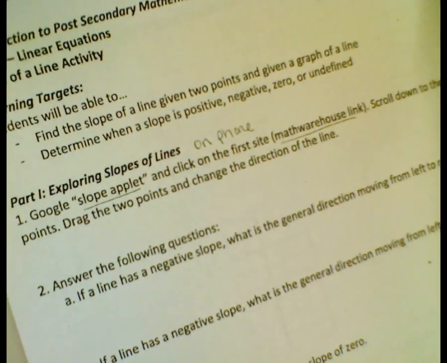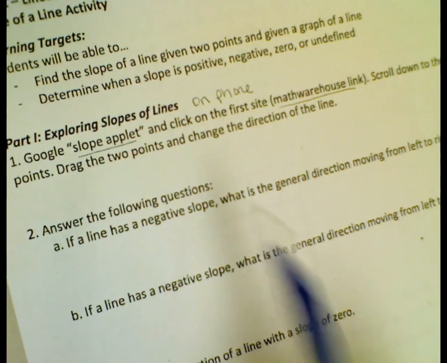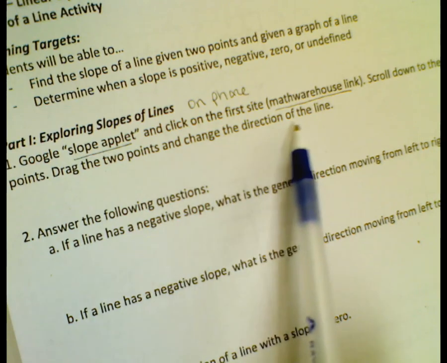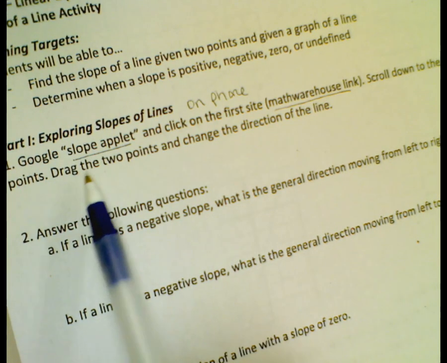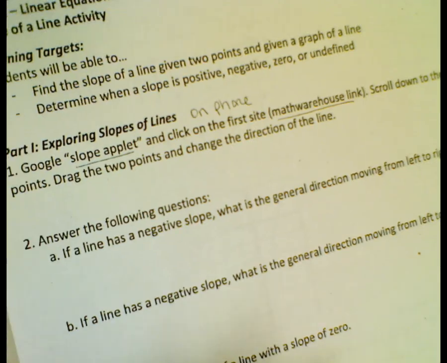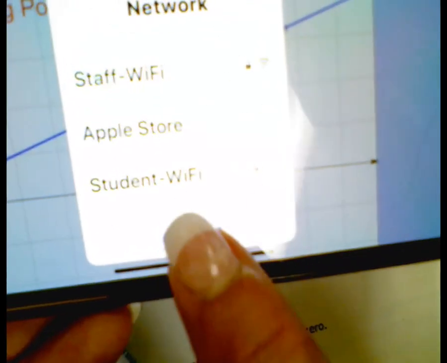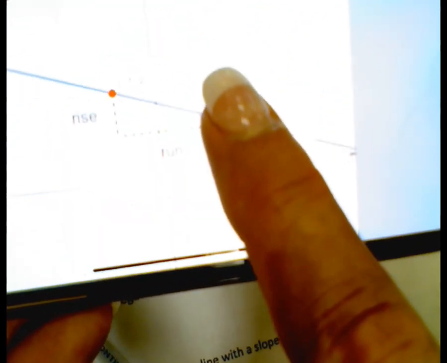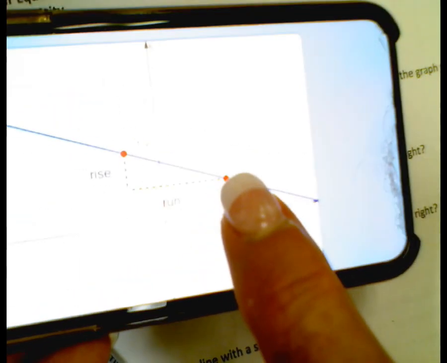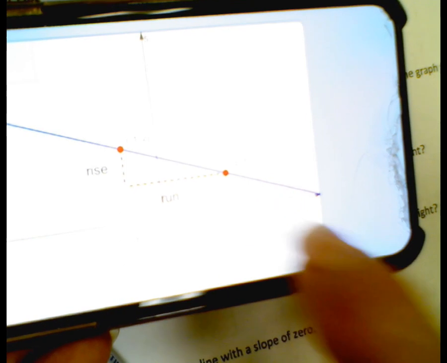So in the very first thing, it says drag the 2 points and change the direction of the line. So scroll down to the graph with 2 red dots, drag the 2 points and change the direction of the line. So you can just practice dragging the points. Now you want to try to drag it to a corner so you don't have any decimals.